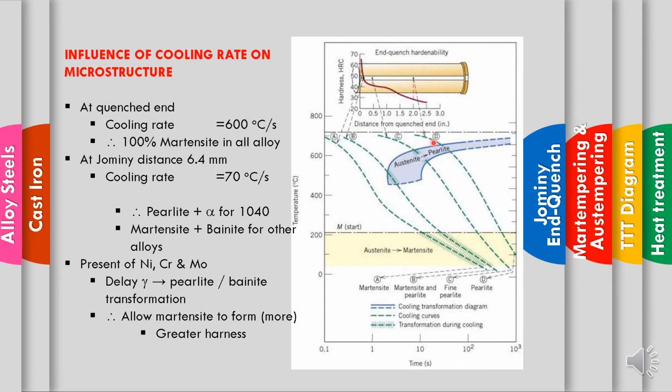So as you can see here, the formation of the curve is something like this. The presence of other elements such as nickel, chromium, and molybdenum will delay the austenite from transforming to pearlite or bainite. This allows martensite to form, with greater hardness.